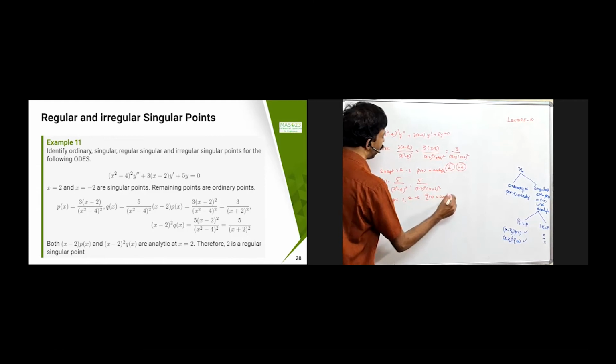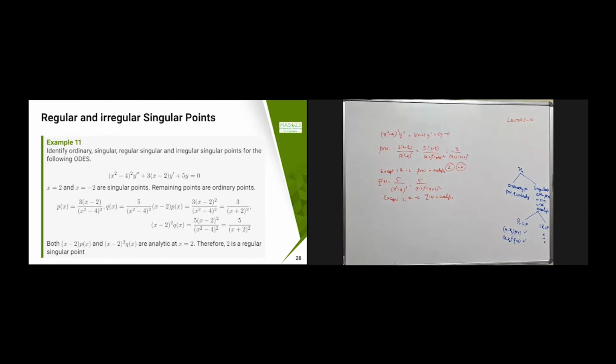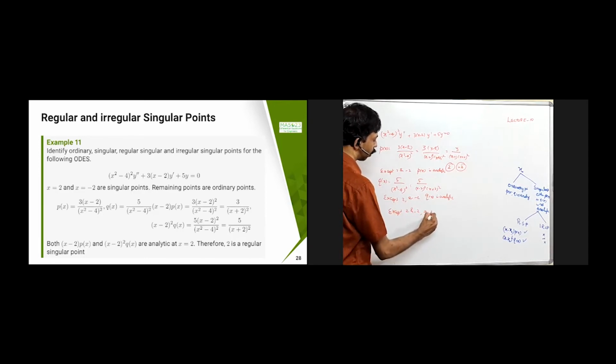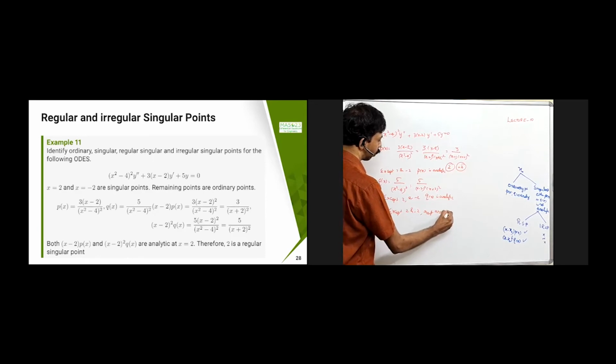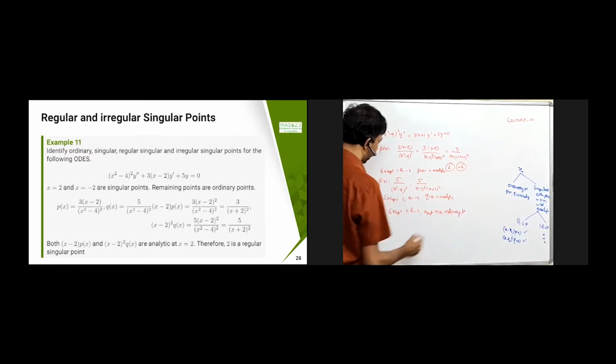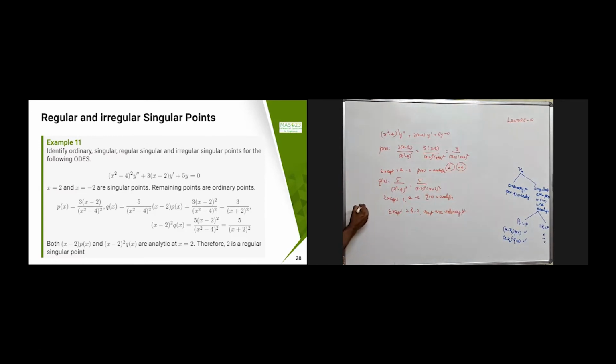Therefore, what you can say is, except 2 and minus 2, the rest are ordinary points. Or I can write, I have a point in R. So the ordinary points are R minus {2, minus 2}. The singular points are nothing but minus 2 and 2. So this is the ordinary point, and this is the singular point.